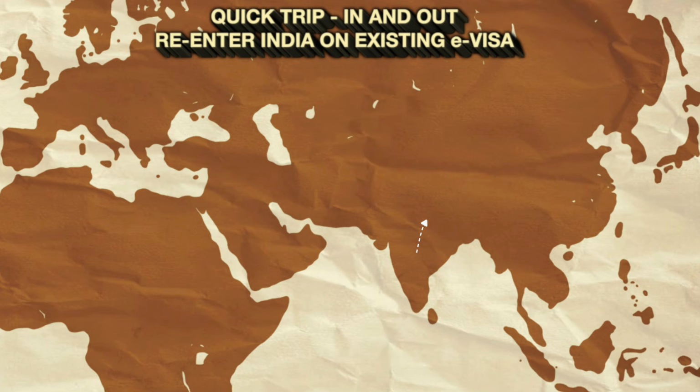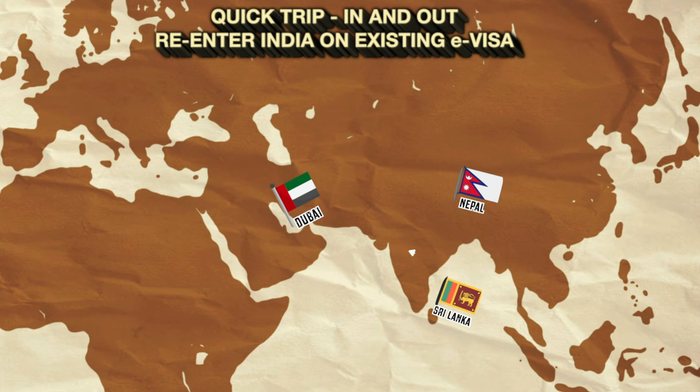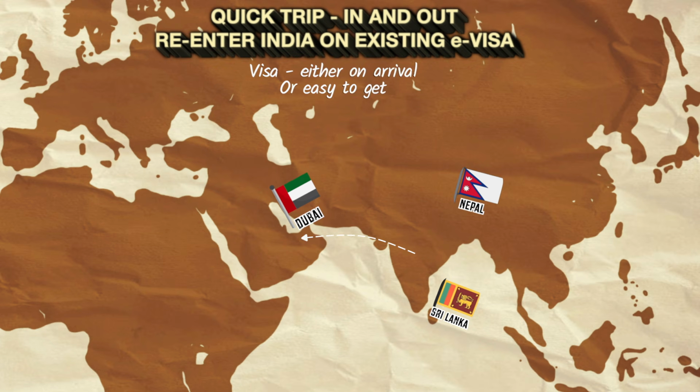So the first and the least hassle option, in my opinion, is before the expiry of your 180-day period, just leave India for a short trip and come back. You could take a super short trip to neighboring countries such as Nepal or Sri Lanka, or if you're feeling fancy and want to do some shopping, you could also go to Dubai. Visa for these countries is pretty easy. It's either going to be on arrival or super easy to obtain depending on your country of nationality and what other visa stamps you have on your passport. Once you get there, you can even fly back to India the same day on your current e-visa.